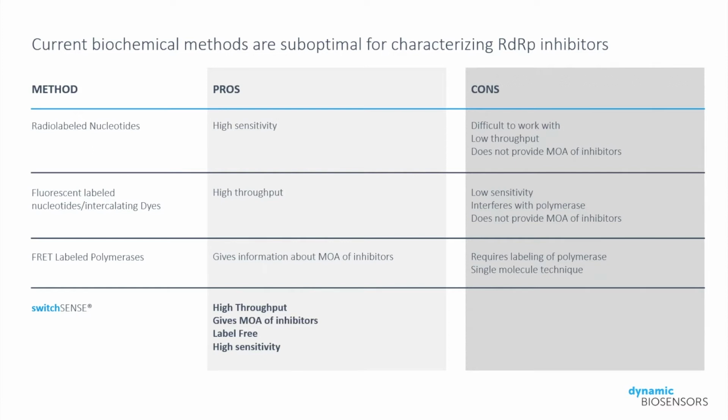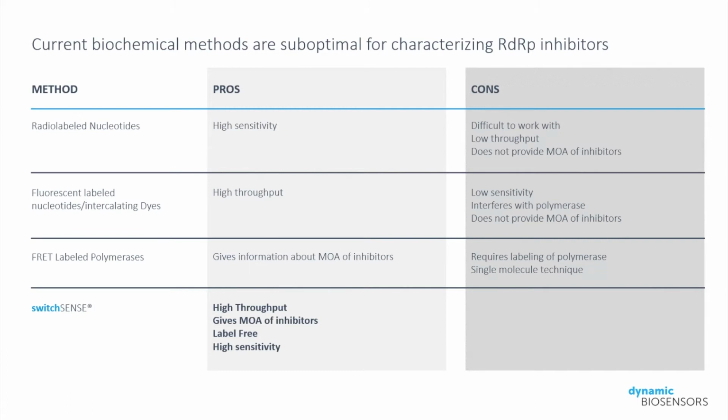The next step often from radionucleotides is using fluorescently labeled nucleotides or intercalating dyes. These are much higher throughput for studying polymerases, but they have much lower sensitivity than radiolabeled. They can also interfere with the polymerase, changing the rates of elongation, which can give you artifacts when you try to study inhibitors. Like radiolabeled nucleotides, they also don't provide the mechanism of action of inhibitors easily or without further assay development.